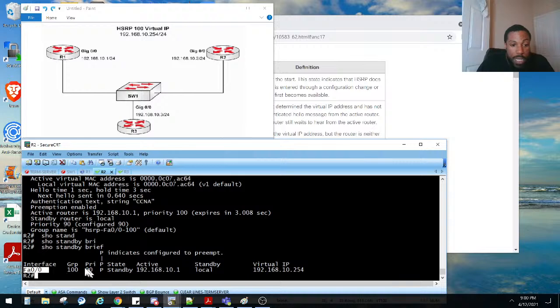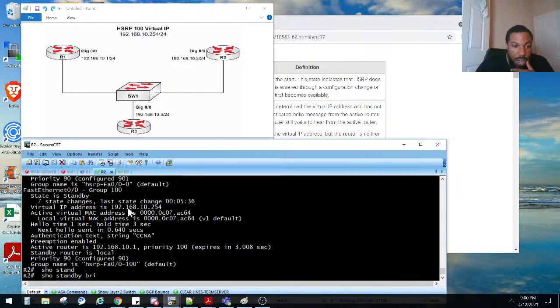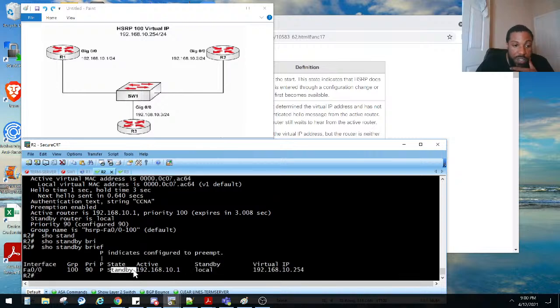Group number 100, that's the priority. P indicates it's configured to preempt, right? It means to take over as the active router. Right now, router 2 is on standby, or is that the neighbor? I'm on router 2 right now, and I'm seeing that router 1 is, yeah, this is my information. So this is my information. I'm standby. The active router is 10.1. Who is that? That's this guy right here.